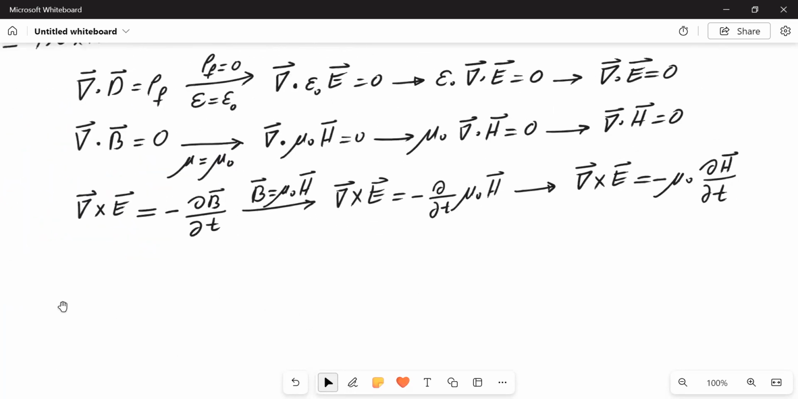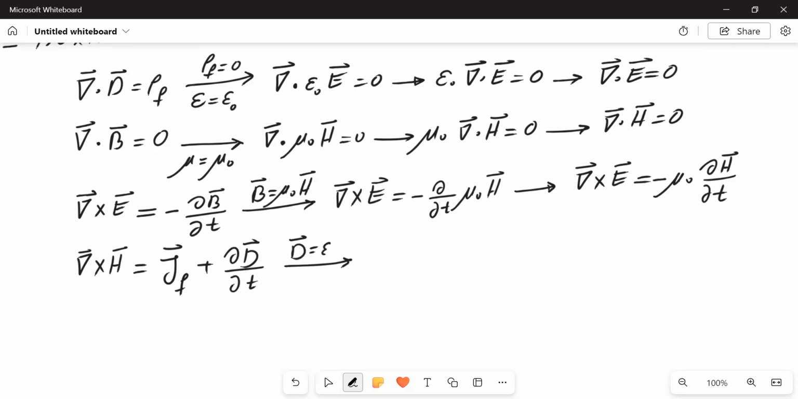And finally, for the fourth equation in vacuum, I'm going to start with the original equation, which is written in this form. We can easily work our way out by considering the fact that D is epsilon naught E in free space, and J is zero. There are no current densities, even if there's an absence of electric currents. In that case, this curl of H would simply give us the time derivative of epsilon naught times E.